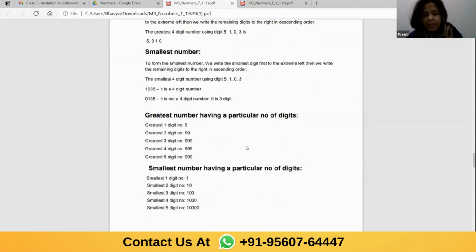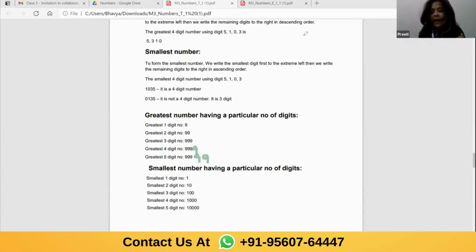Here is a mistake. Greatest 1-digit number is 9. Greatest 2-digit number is 99. Greatest 3-digit number is 999. There should be one more 9 here. Greatest 4-digit number is 9,999 and greatest 5-digit number is 99,999. Then smallest 1-digit number is 1, smallest 2-digit number is 10, smallest 3-digit number is 100, smallest 4-digit number is 1000 and smallest 5-digit number is 10,000.